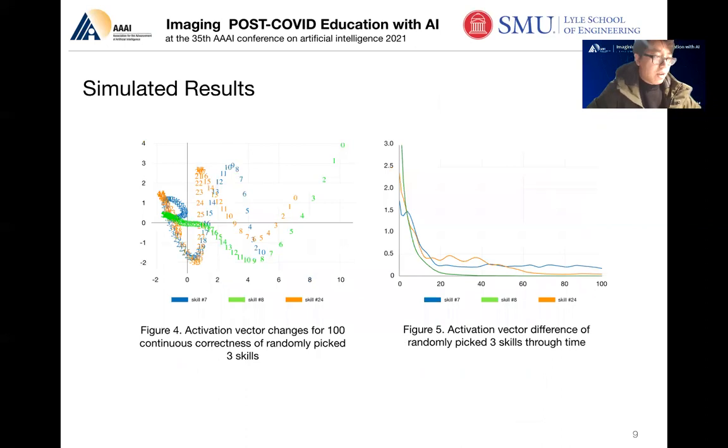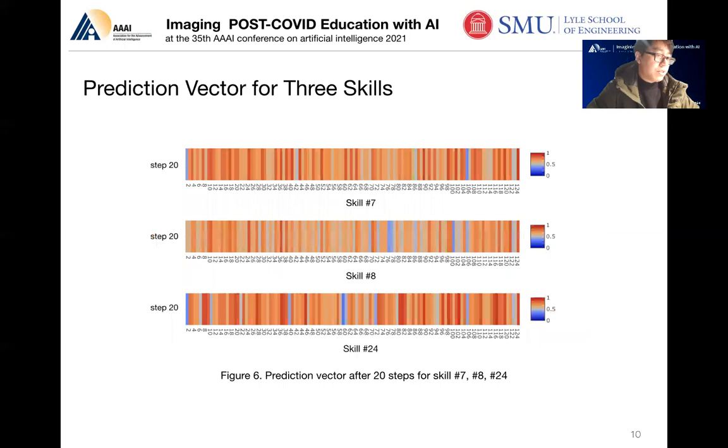To further analyze the behaviors of the deep knowledge tracing model, we created a synthetic dataset in which we only have one student, and this one student will always answer all the questions correctly. In this figure on the left, we plot the activation vector change for 100 continuous correct answers of 3 randomly picked skills. As you can see, they start at different places in space, but it seems they all converge to the same spot in space. On the right, we plot the activation vector difference among these 3 skills. After 20 steps, the difference is very close to 0. Here is the prediction vector for these 3 skills at step 20. We can see most of these values are above 0.5.